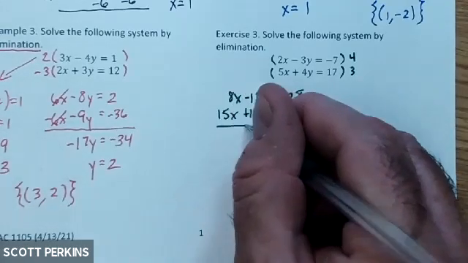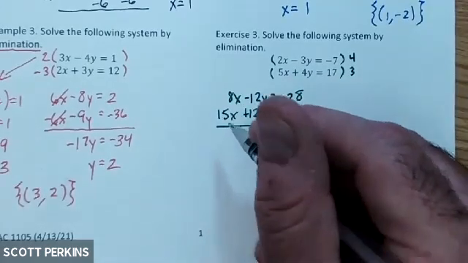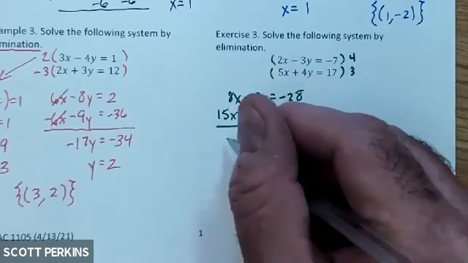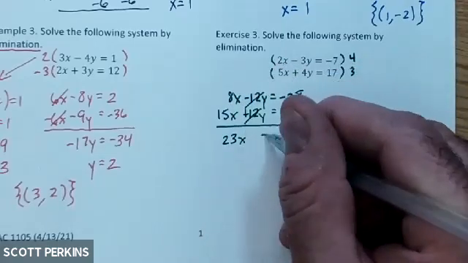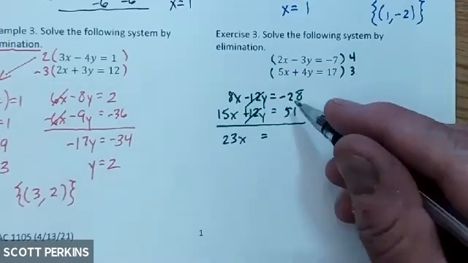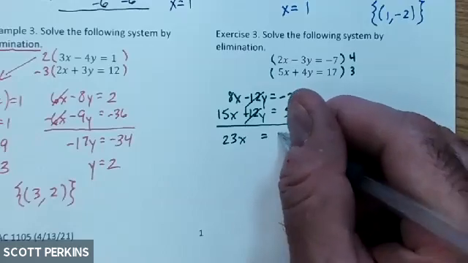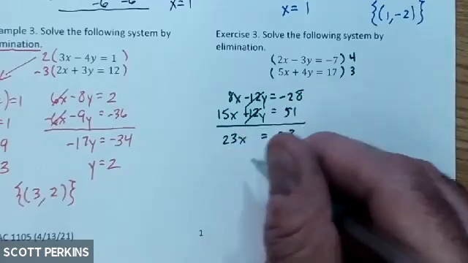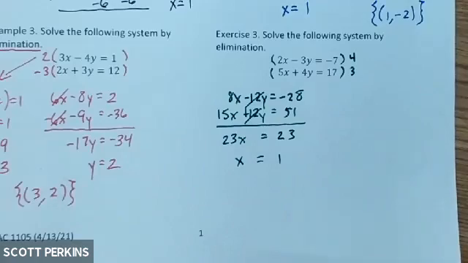Okay, the rest of this kind of just falls out nice and relaxed. So 8x and 15x, that's 23x. My y's cancel, which is what it was declared we wanted to do. And then negative 28 plus 51 turns out to be 23. Going to divide both sides by 23, and we get x is equal to 1. Great. Again, there is no benefit to either of these two equations to resubstitute.